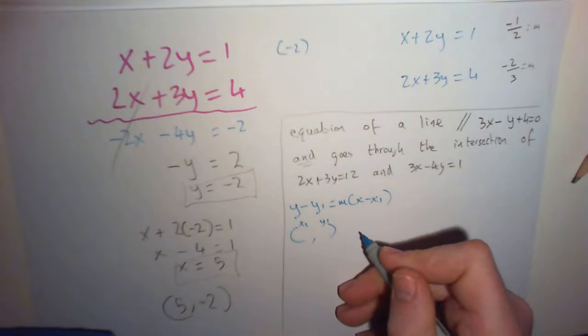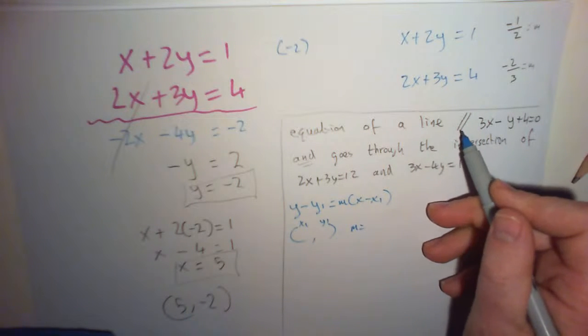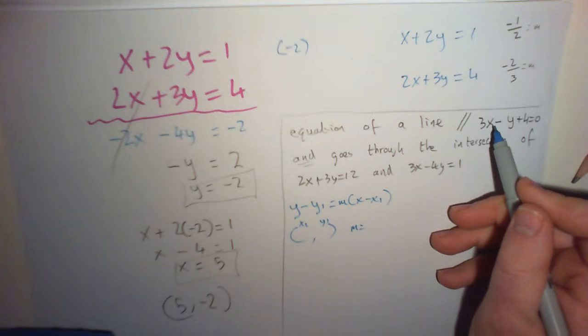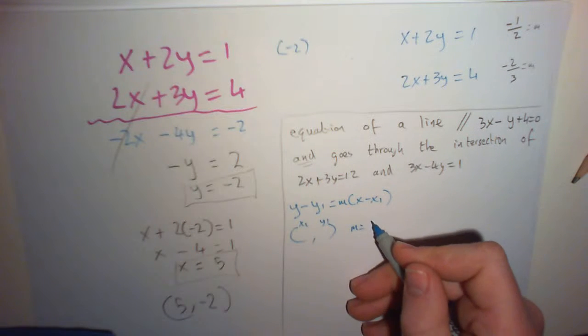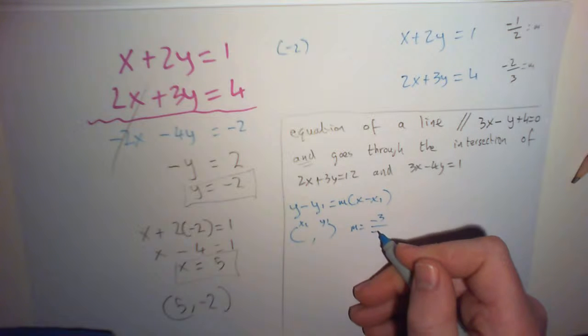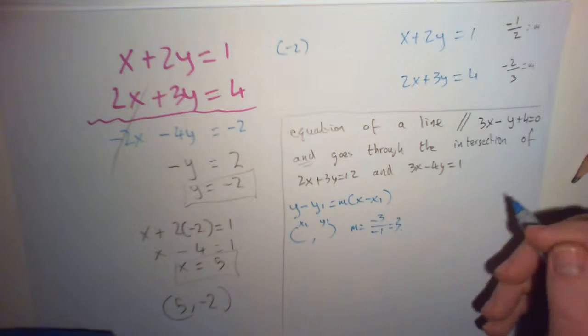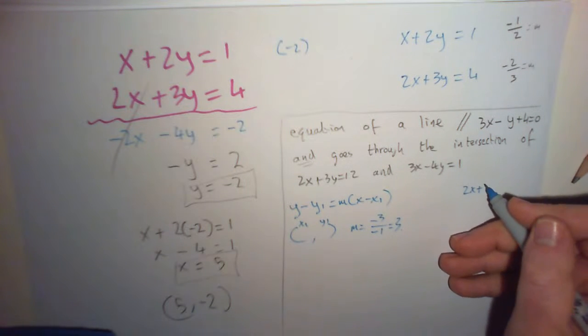The slope is going to be parallel, so it's the same slope. I don't have to do any perpendicular changing on it. The slope is going to be the negative coefficient of x over the coefficient of y. So the slope is 3. So that bit's done. Now let's deal with this bit. Let's get these two lined up.